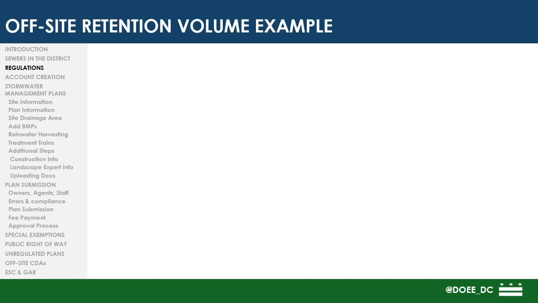Applicants that trigger the Stormwater Rule must comply with their Stormwater Retention Volume, or SWRv, requirement. There is some flexibility in how you can comply with the project's SWRv. You can choose to meet some or all of your requirement through an offsite retention volume rather than building on-site green infrastructure. Here is a simplified example of a project with an offsite retention volume.